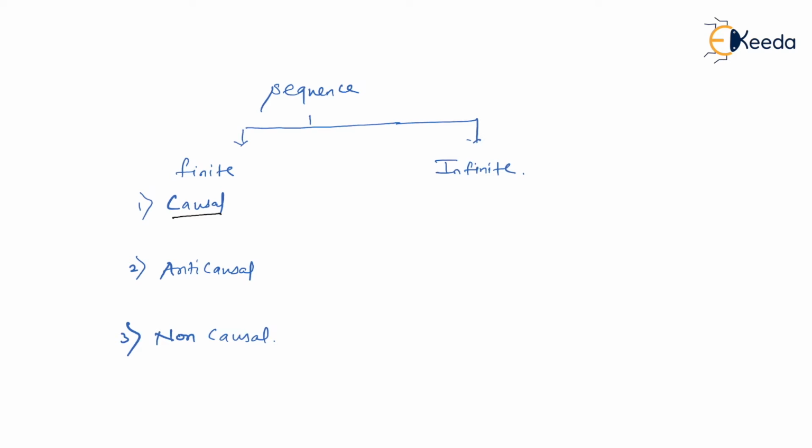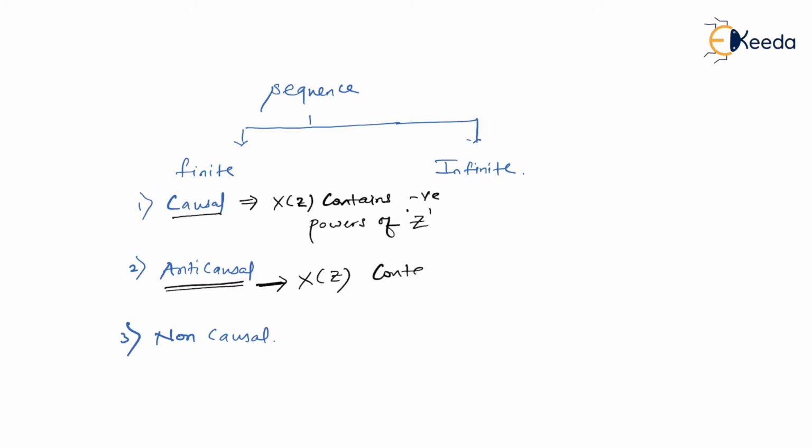Causal sequences are those sequences which are completely right-handed signals. In a completely right-handed signal, if you see x of z, it will always have negative powers of z. If you see an anti-causal sequence, which is a purely left-handed signal, here x of z contains positive powers of z. And non-causal, being left-sided as well as right-sided, will have negative powers of z as well as positive powers of z.